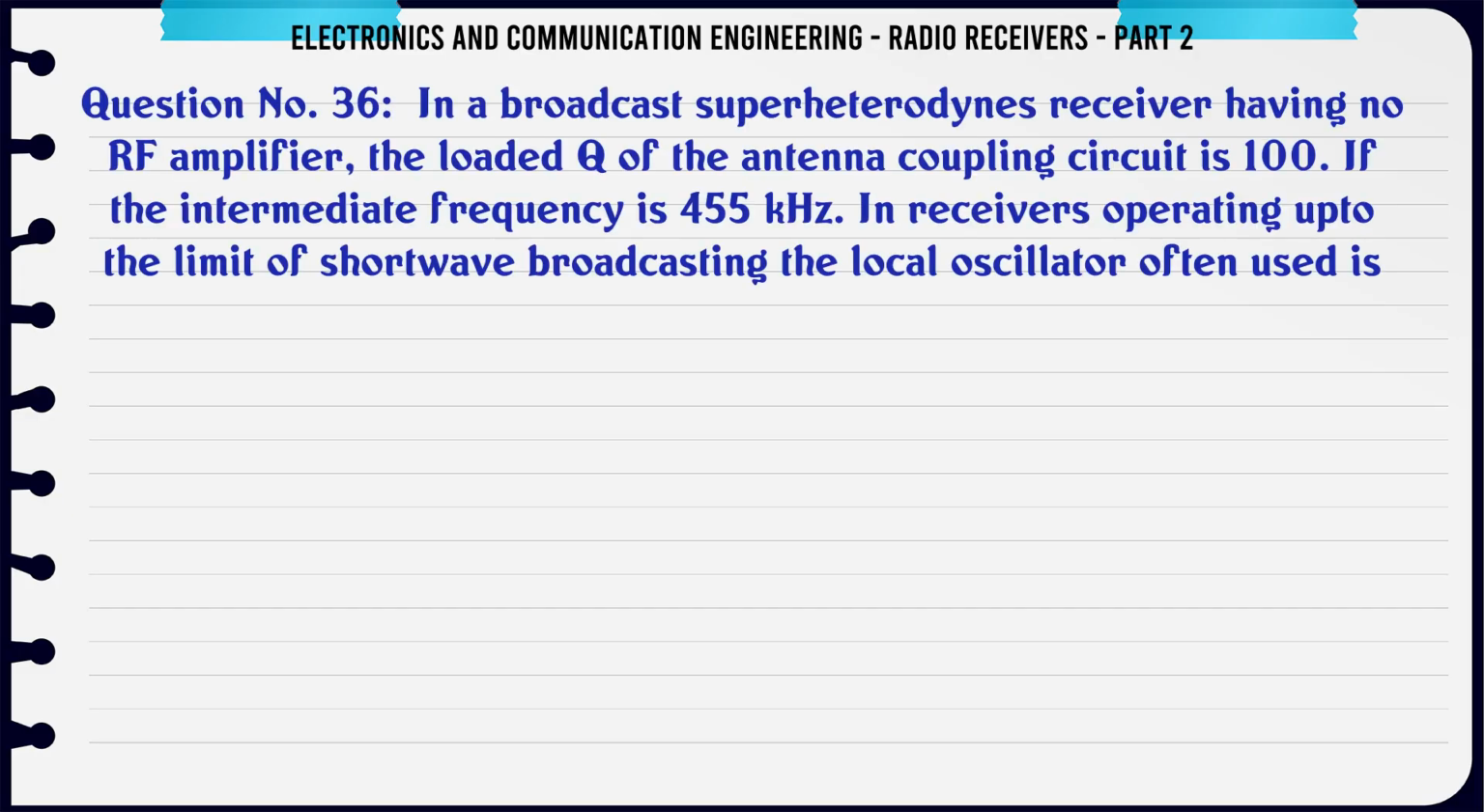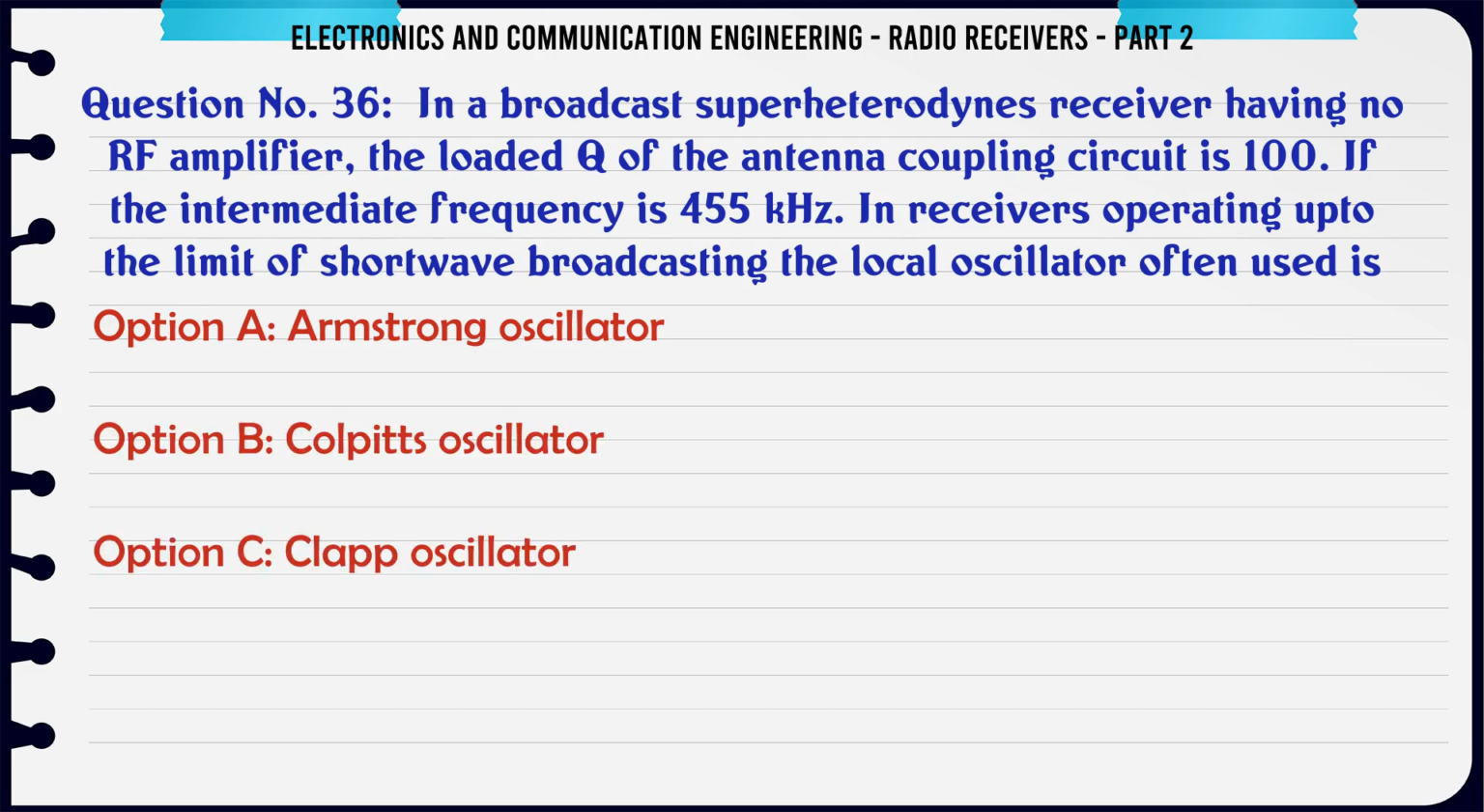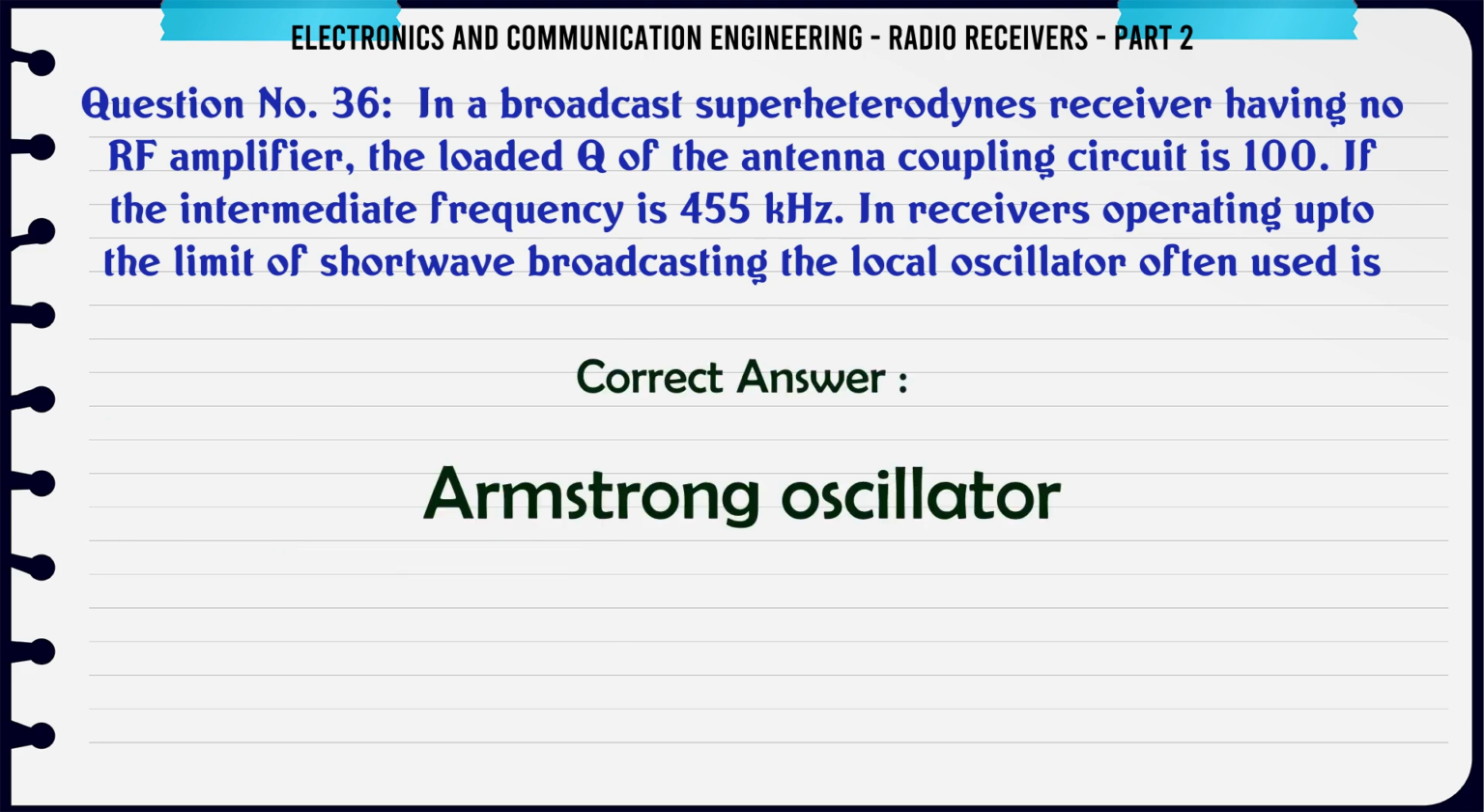In a broadcast superheterodyne receiver having no RF amplifier, the loaded Q of the antenna coupling circuit is 100. If the intermediate frequency is 455 kHz. In receivers operating up to the limit of shortwave broadcasting, the local oscillator often used is A. Armstrong oscillator, B. Colpitts oscillator, C. Clapp oscillator, D. Ultra audio oscillator. The correct answer is Armstrong oscillator.